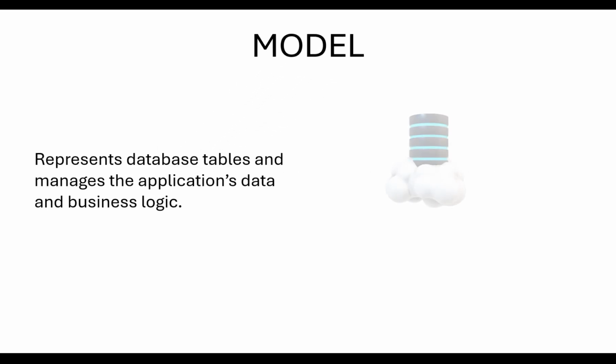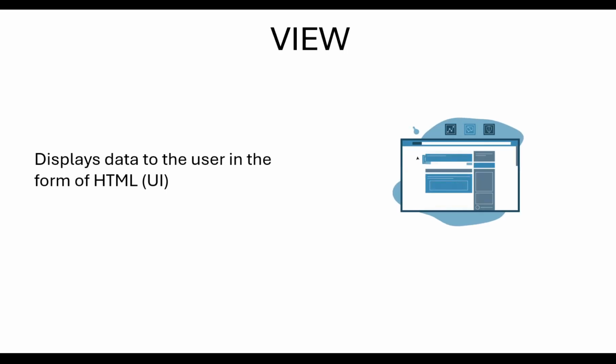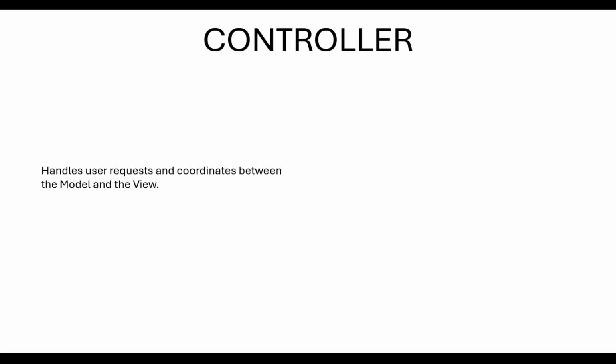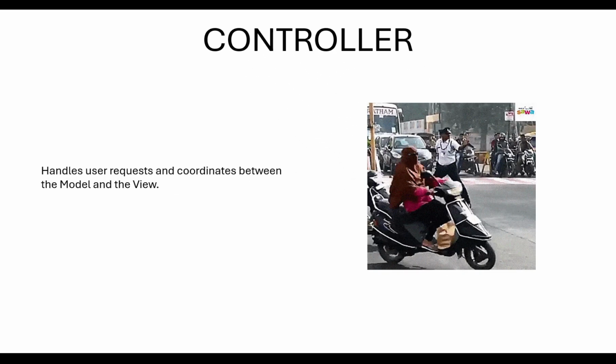The model represents a database table and manages the application's data and business logic. The view displays the data to the user in the form of HTML, and the controller handles user requests and coordinates between the model and the view.